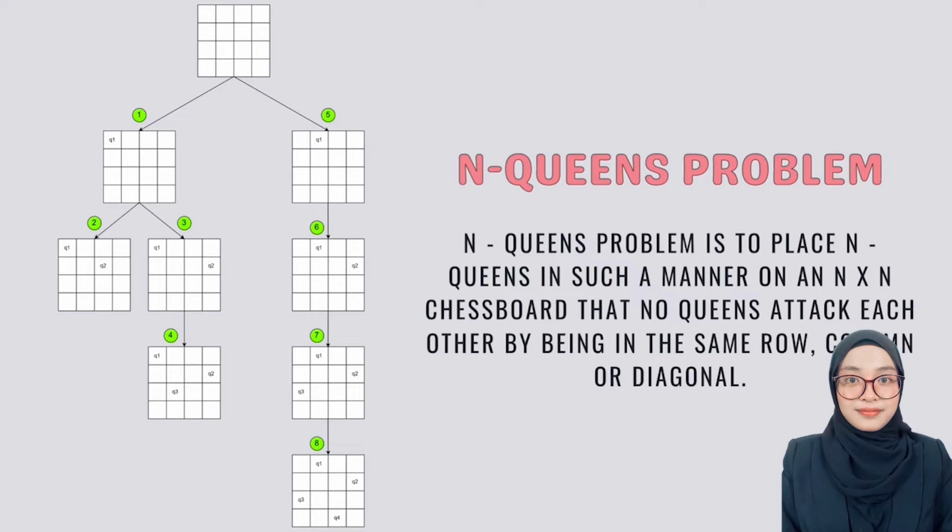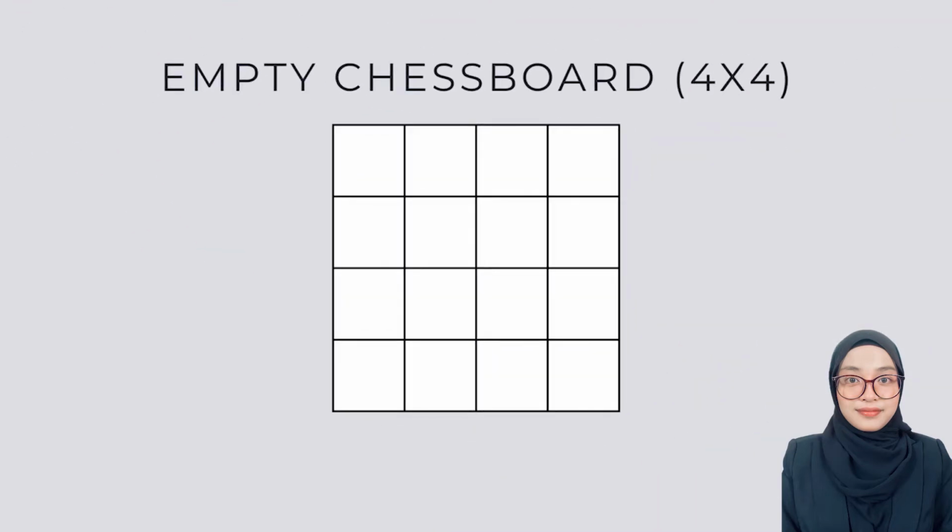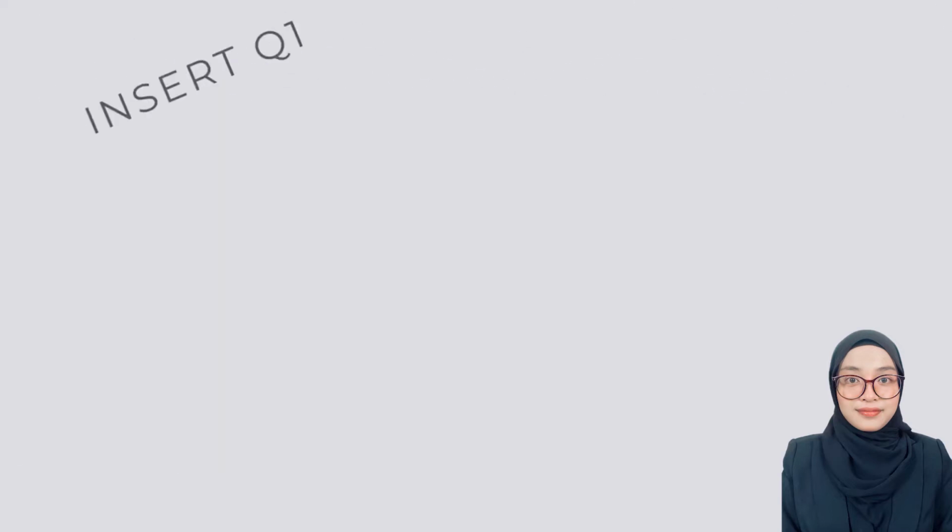Here we have the solution of the example, but we will further discuss it in the next slides. So let's see here, this is an empty chessboard, which is 4 times 4, meaning we'll be having 4 queens, which are Q1, Q2, Q3 and Q4. So the rule says that the queens cannot be next to each other in the same row, the same column, or diagonal.